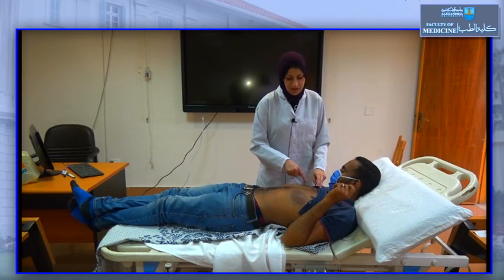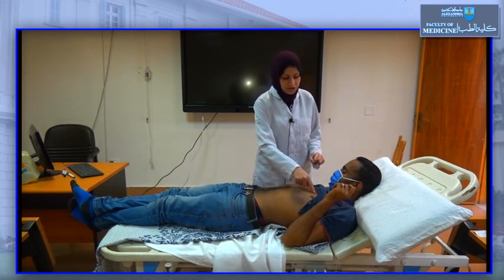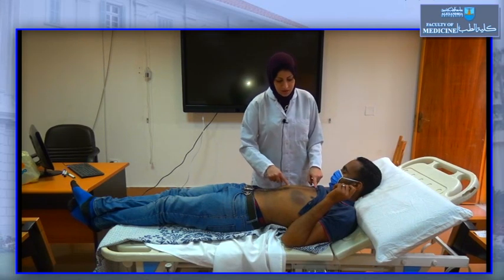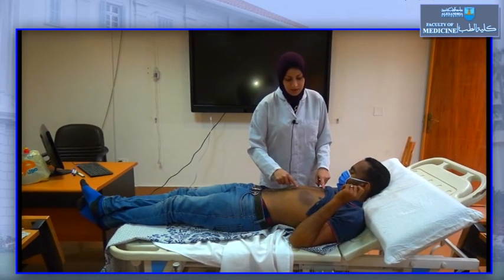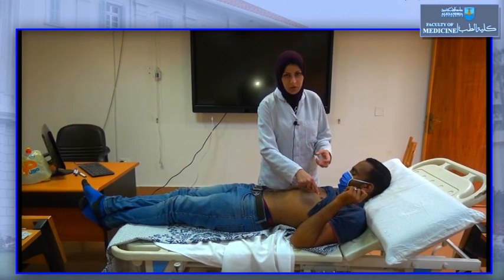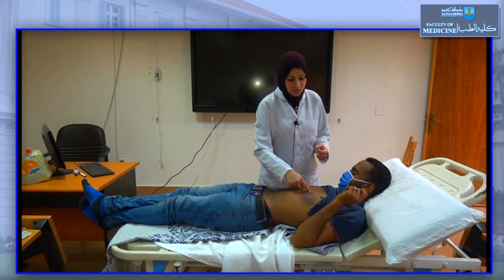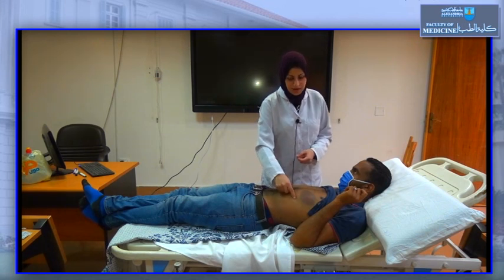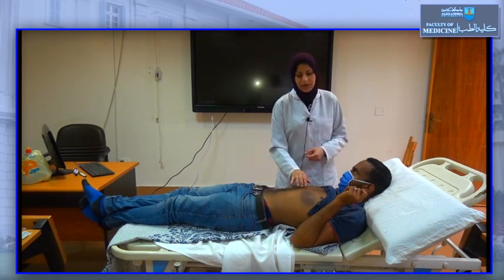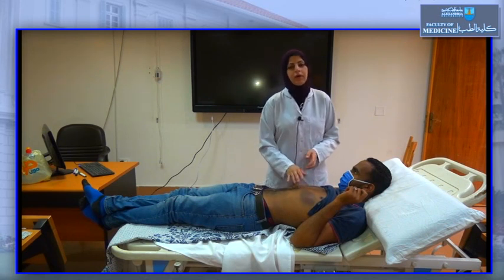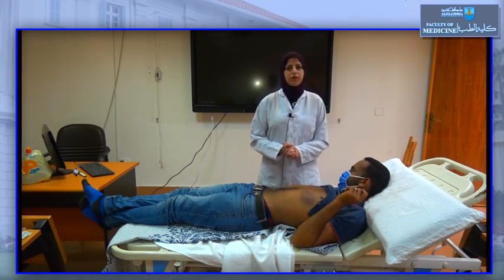So this is the percussion of the heart: percussion of the upper border of the base of the heart, percussion of the right border of the heart, then percussion of the left border, the cardiac waist, also the bare area of the heart, the apex, and then percussion of the lower part of the sternum. And finally, thank you.